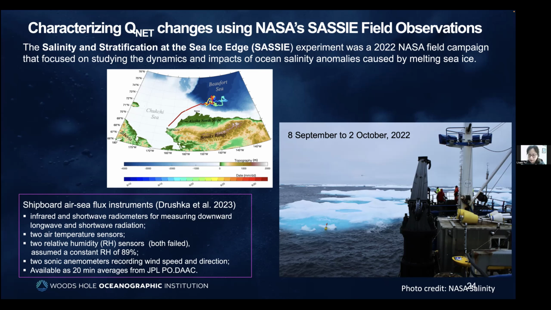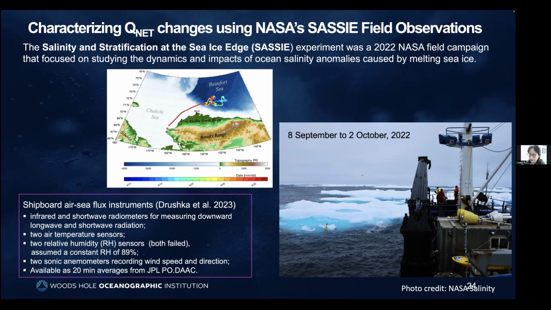Unfortunately, those relative humidity sensors both failed. So they assumed a constant relative humidity of 8-9%, given the low temperature in the Arctic. That is a reasonable assumption. And they also have two sonic anemometers, which record wind speed and direction. And this data is available as 20-minute averages from JPL PODAC.